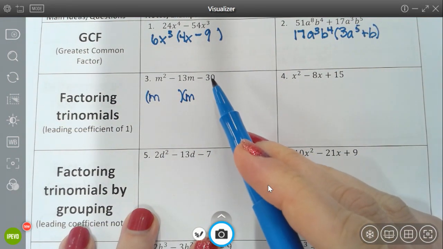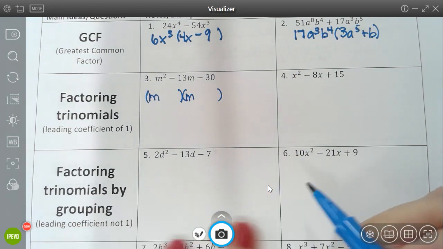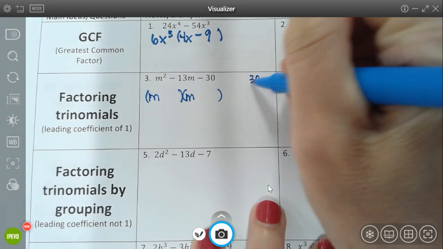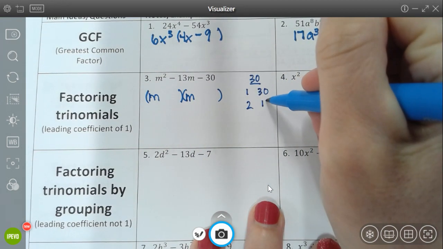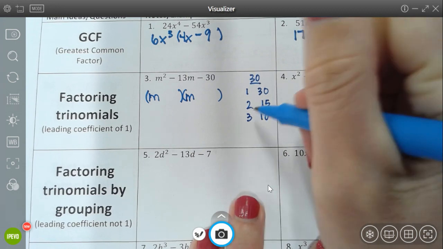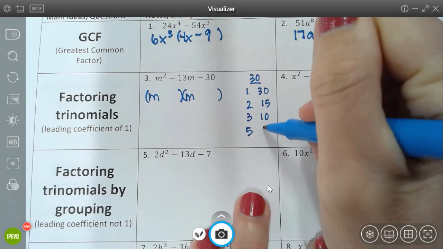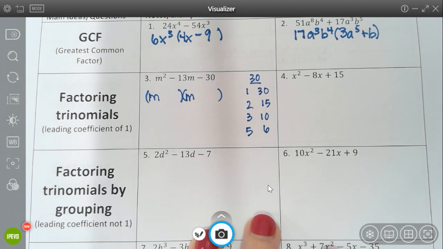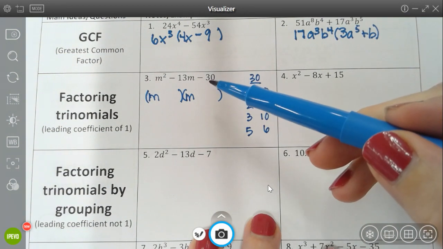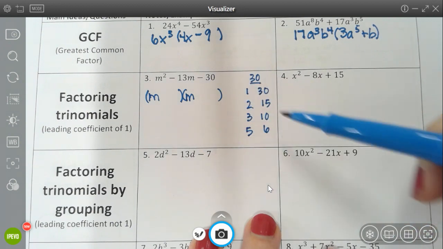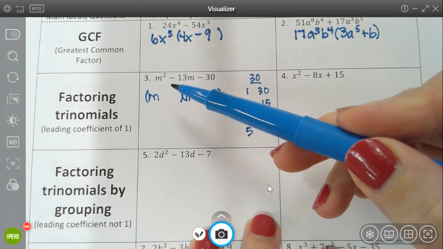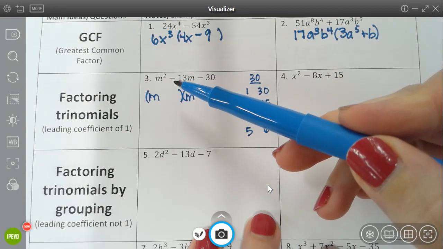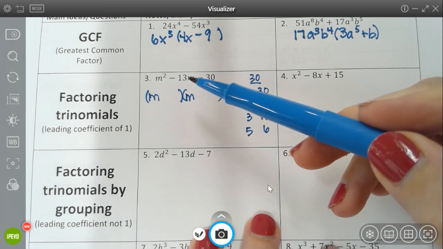Now we go to the last term, and my last term is negative 30. If I think of ways to multiply to make 30, I can use 1 times 30, 2 times 15, 3 times 10, 5 times 6. And I want to find the factors that are going to multiply to make a negative 30. So that means I need one of these to be a positive and one of these to be a negative. And at the same time, they have to add to give me that middle term, so that they add to give me negative 13.